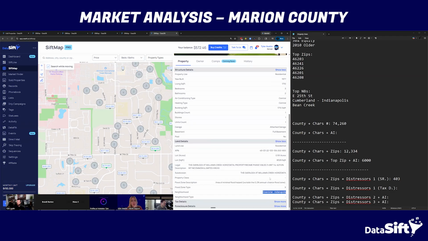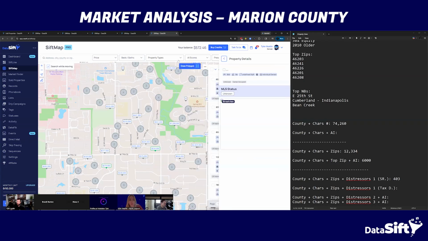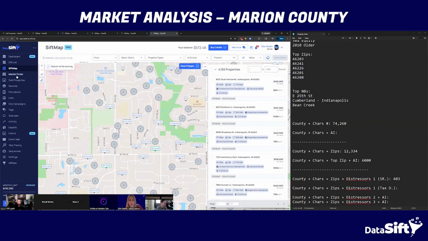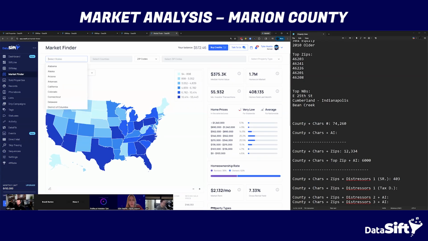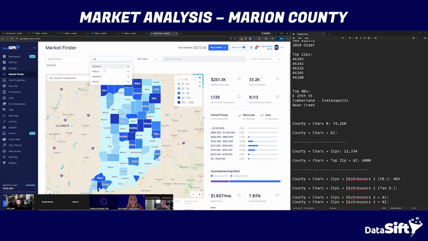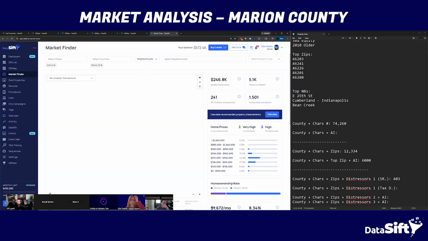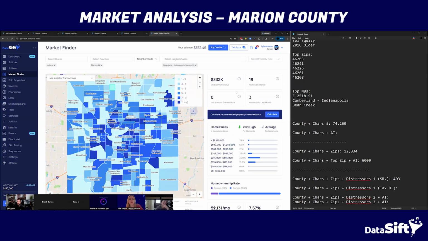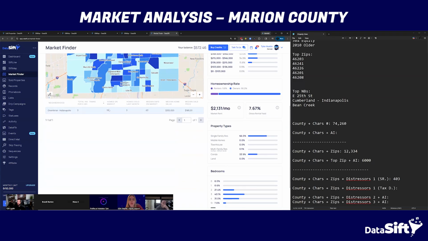And then you can use that neighborhood to search underneath sold properties, or you can go to Market Finder, for example, and I could just go to Indianapolis, and then Indiana, and then Marion, and then I could just switch it to neighborhoods here and then search that one, and I can get an idea of that market and what's going on with it for what we have. And then I could go to sold properties. I can definitely see it's a flipping area.